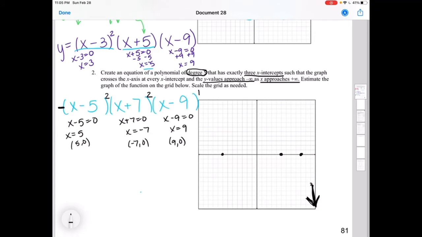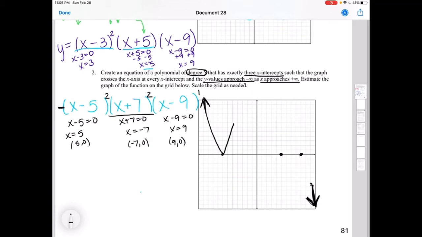So now I know it's going to go that way, and I know my arrow is going to come from upward here. Now all I have to do is say, okay, how does this react at each root? I'm going to go from negative 7, 0, because that's our first root starting from the left. And if I look right here, this root has a multiplicity of 2. So at this root, I know it's going to bounce off. So it's going to look something like this.